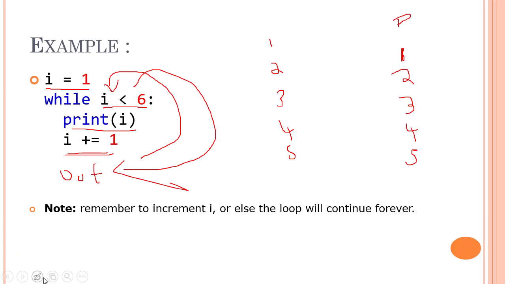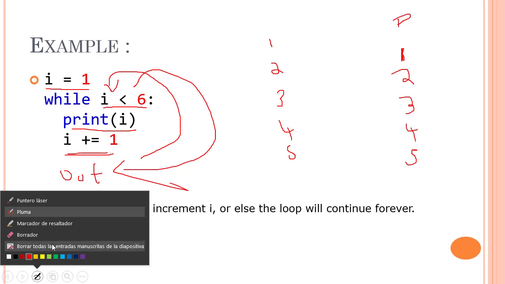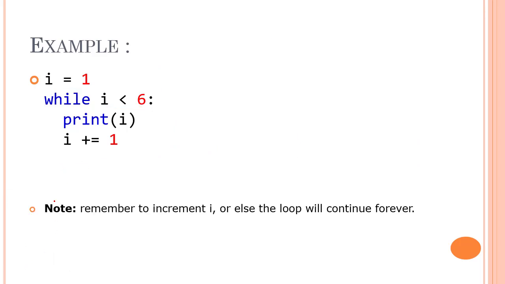So now let's have a quick recap on how the execution is happening. Initially i is equal to 1, then I'm checking the condition. From here I am moving down, so print i: I printed out i equal to 1. Then from here i plus equal to 1, so now the i value is 2.